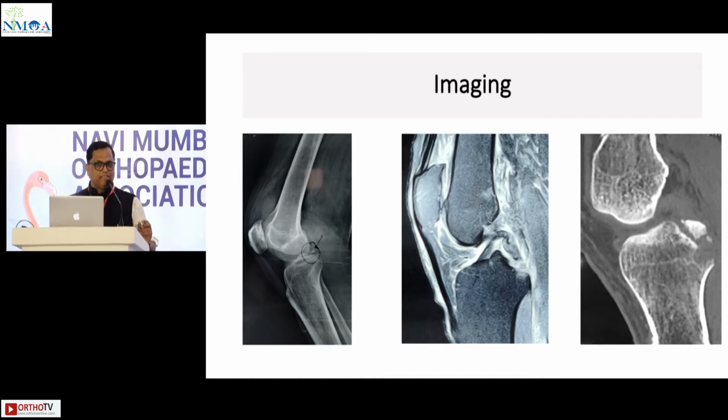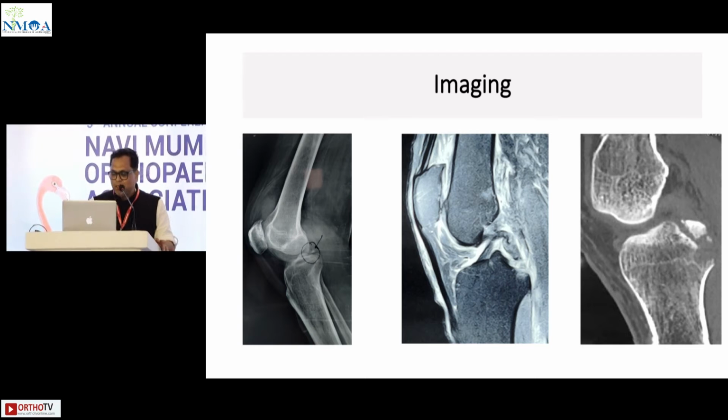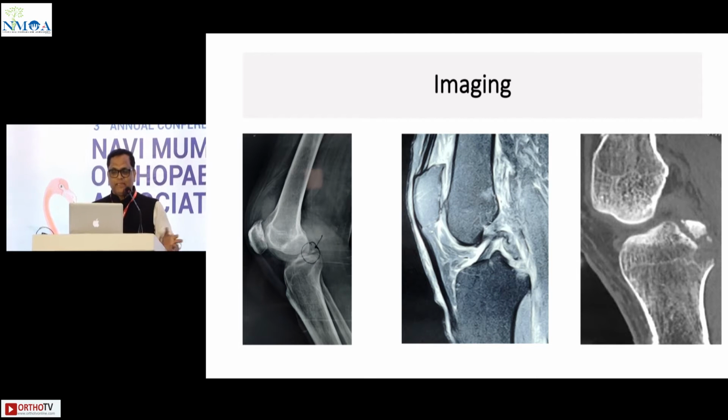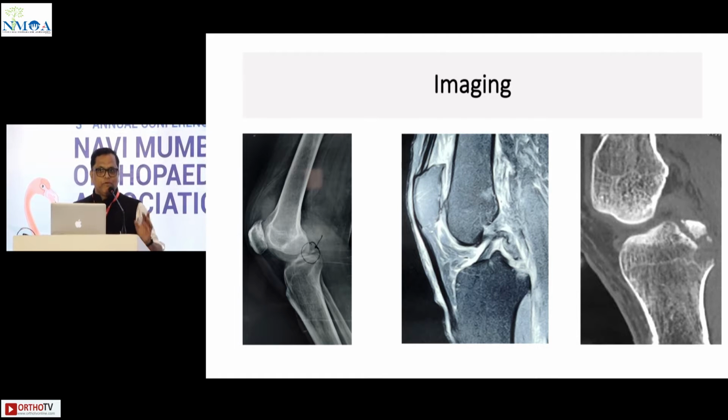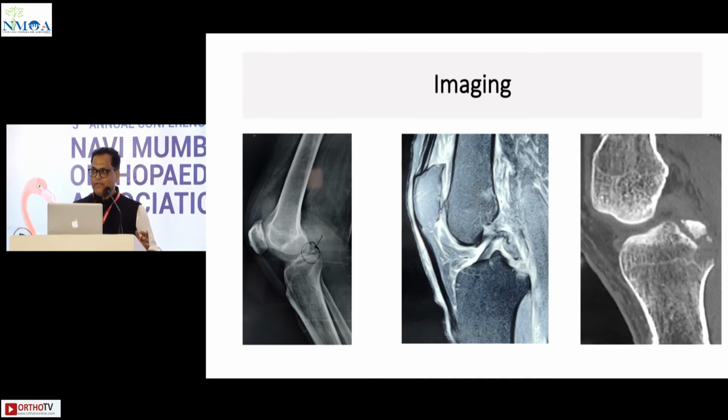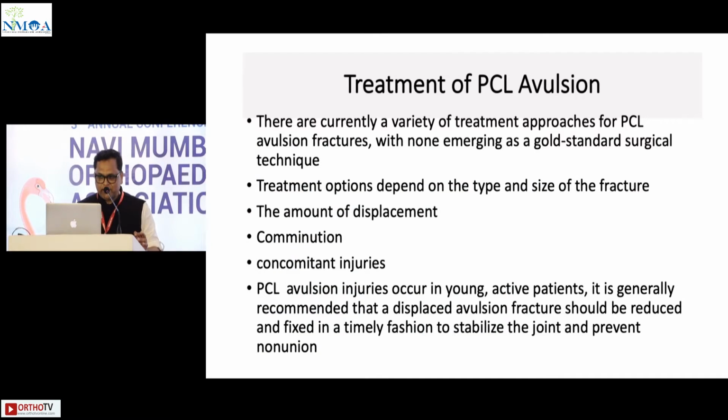We can see that there is a chip fracture of the posterior tibial spine. The CT scan is very important. We can see the comminution of the fragment. With the help of MRI we can know the other injuries, osteochondral defects and meniscal injuries.